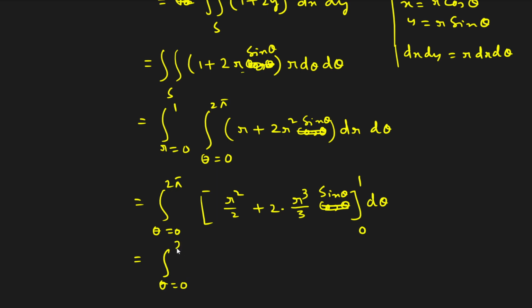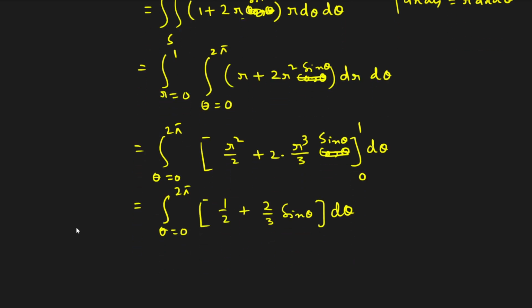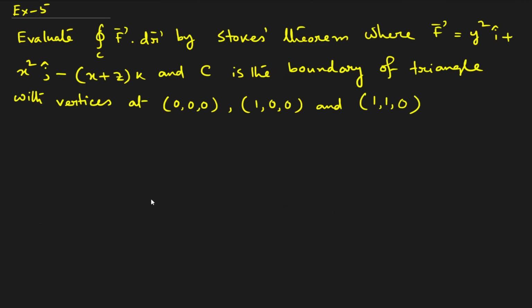So after putting the limits, what will you get? Theta equals 0 to 2 pi. When you put the limit, you will get half plus 2 by 3 sin theta, and then d theta. Finally we have to integrate with respect to theta. So it will be half, then the integration of sin theta is minus cos theta, 2 by 3 cos theta, between the limits 0 to 2 pi. After putting the limits, you will get pi. So this is the answer. In some steps you have some simple calculation, but in general the calculation is very, very easy. So this is the last problem.